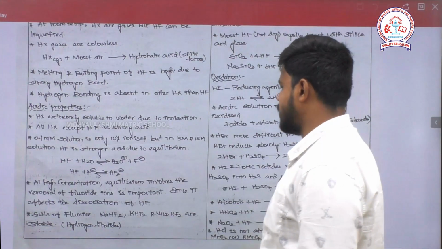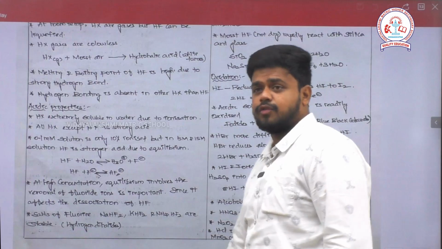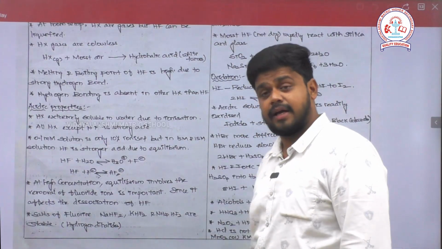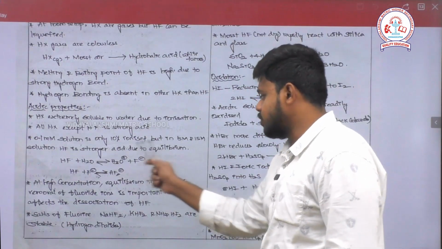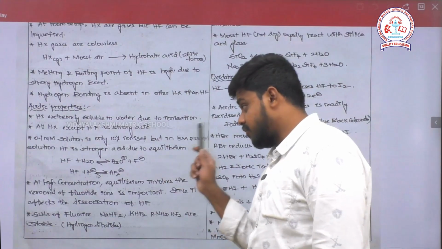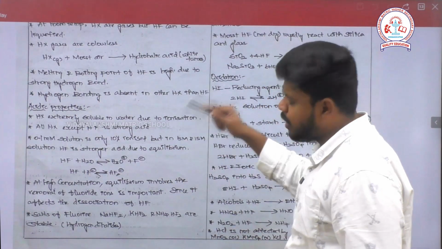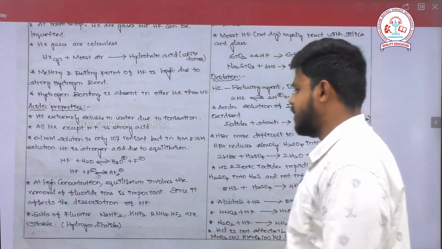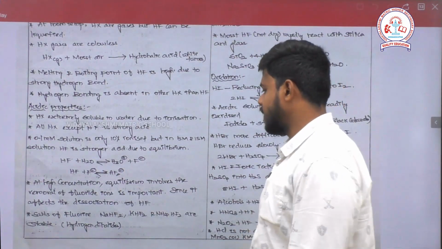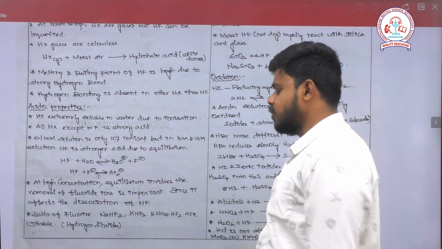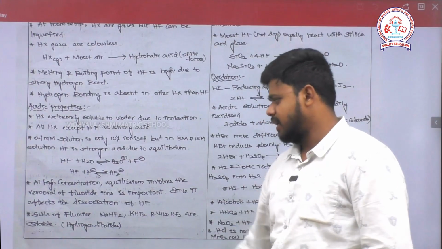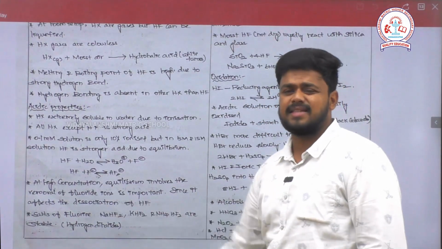At high concentration, the equilibrium involves the removal of the fluoride ion. When we are preparing hydrogen fluoride at high concentration, we have to remove the fluoride ion that has been formed, because if we do not remove it, the equilibrium is disturbed. The dissociation will be suppressed by the common ion effect. That is the reason the salts of fluorine like sodium hydrogen fluoride, potassium hydrogen fluoride and ammonium hydrogen fluoride are stable.